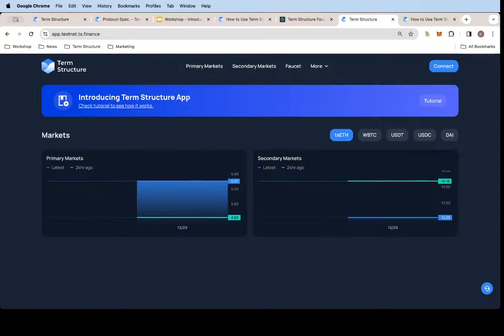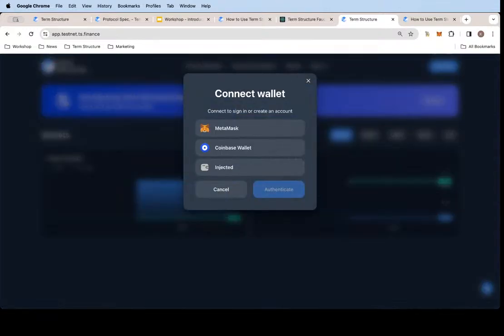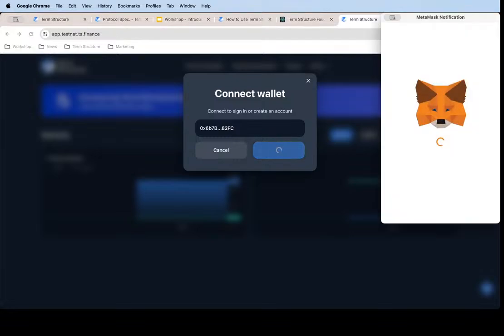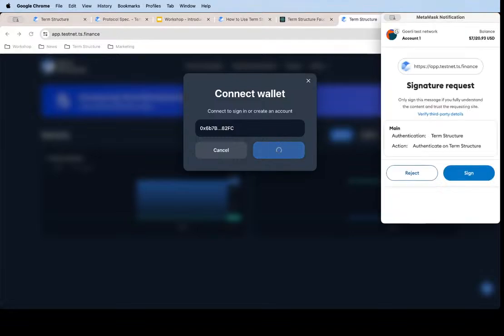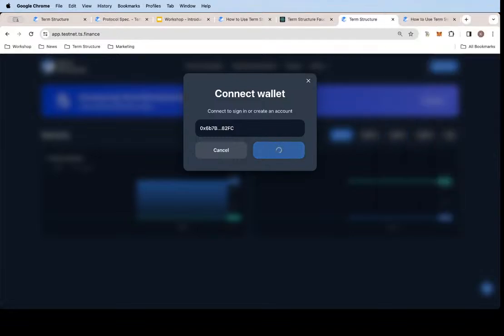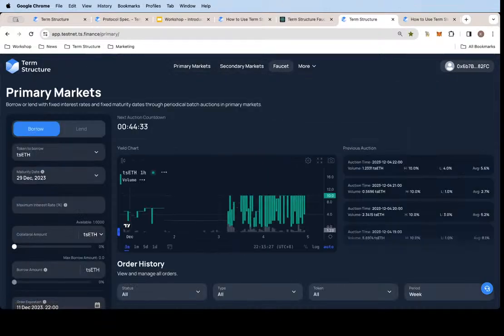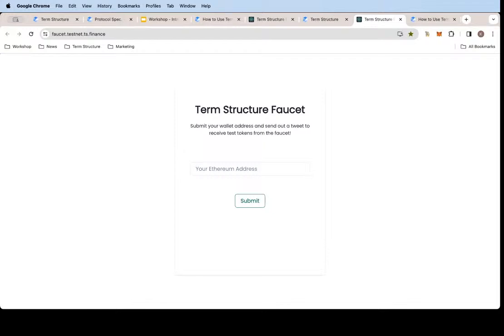First, it's very important to connect your wallet. So please just click connect, and you can choose any type of wallet here. For me, I'm going to choose MetaMask. So I'm just going to click there, go ahead and click authenticate, and please click sign to proceed. Okay, so now you're done, and then it's important to also go to the faucet to receive test tokens.